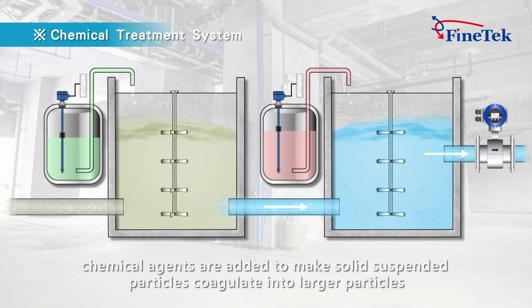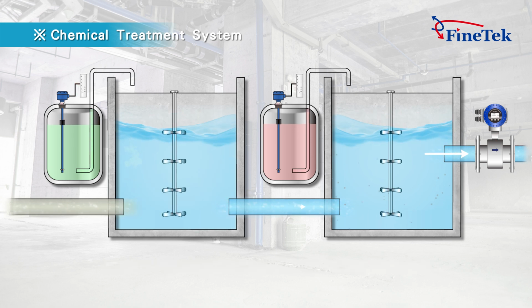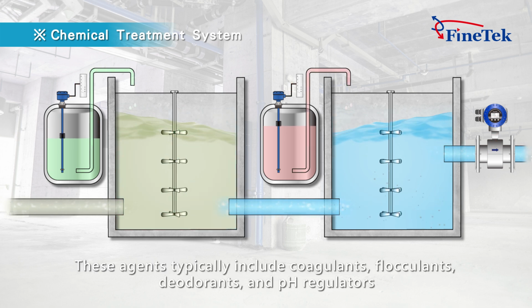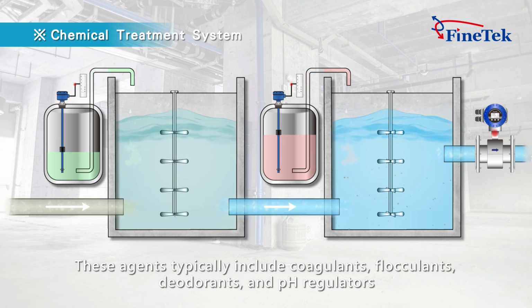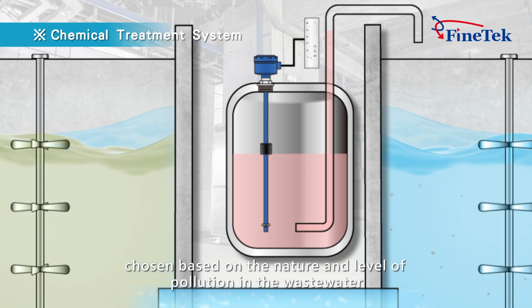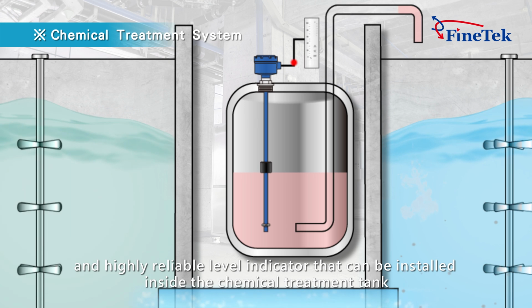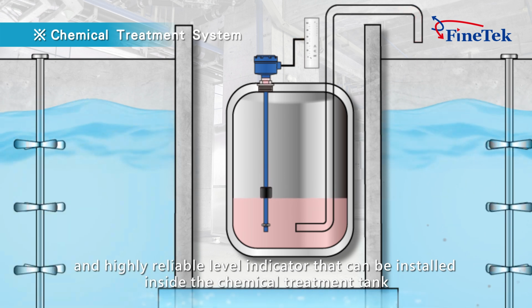During the process, chemical agents are added to make solid suspended particles coagulate into larger particles, achieving the goal of purifying the wastewater. These agents typically include coagulants, flocculants, deodorants, and pH regulators, chosen based on the nature and level of pollution in the wastewater. The float-type level transmitter is a simple and highly reliable level indicator that can be installed inside the chemical treatment tank.